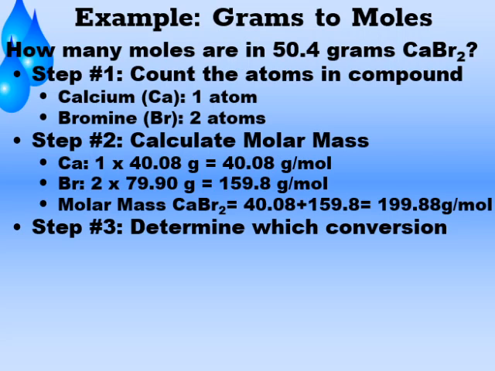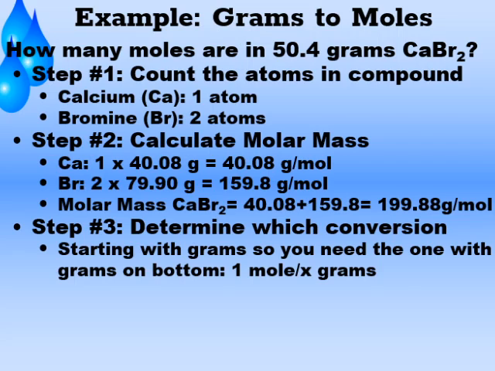Step 3. Determine which conversion I'm going to use. Am I going to have the grams on top or the bottom? The easiest way I can tell you to determine which one you're going to use is to look and see what you're starting with. So our starting number is in grams, so we're going to want grams on the bottom. If it was in moles, we'd want moles on the bottom. So whatever units your starting number is in, those units are the ones you want on the bottom. So we're starting with grams, so you need the one with the grams on the bottom, 1 mole over X grams.